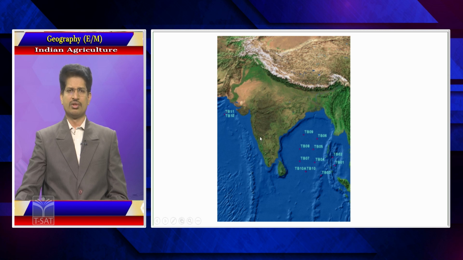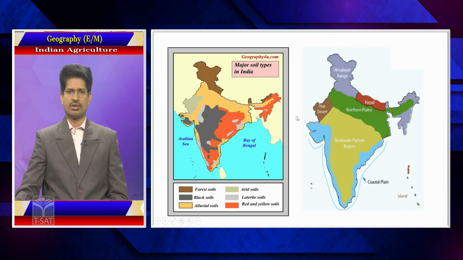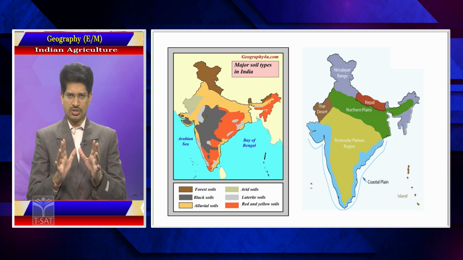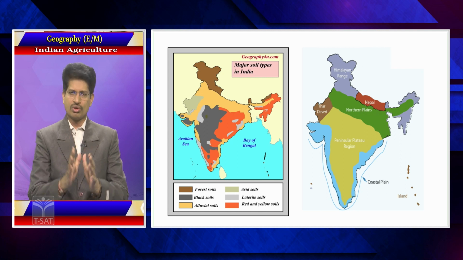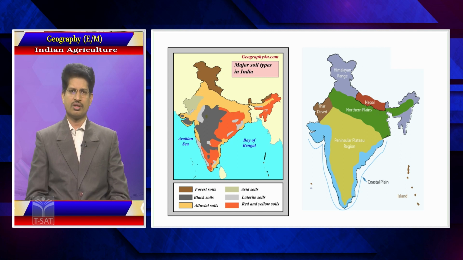But in the case of the Peninsular Plateau region, the river systems are not perennial because they don't have a continuous supply of water. In the Himalayas, the snow melt in the winter feeds the streams, but the snow is absent in peninsular India in the tropical region. Because of this, these rivers are not as perennial as the Himalayan systems. So, these factors of availability of water and the type of soil determine the agriculture in our country.